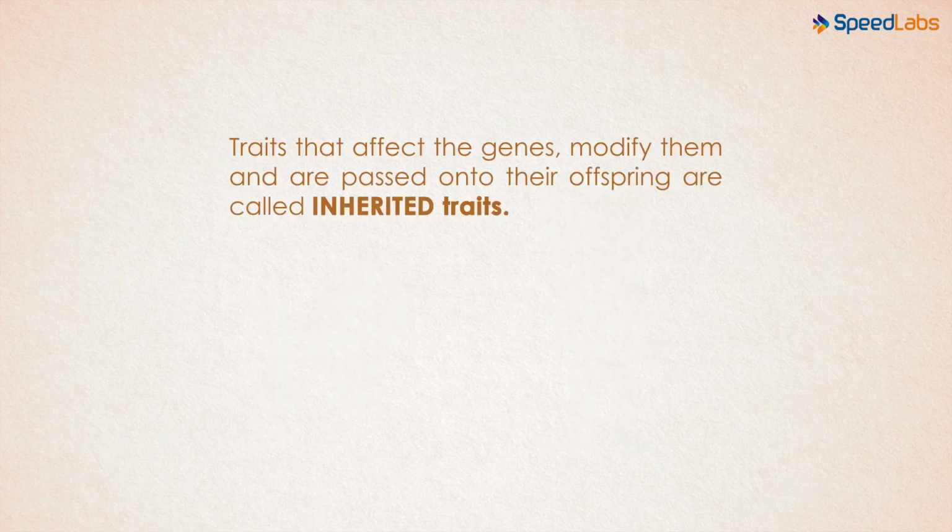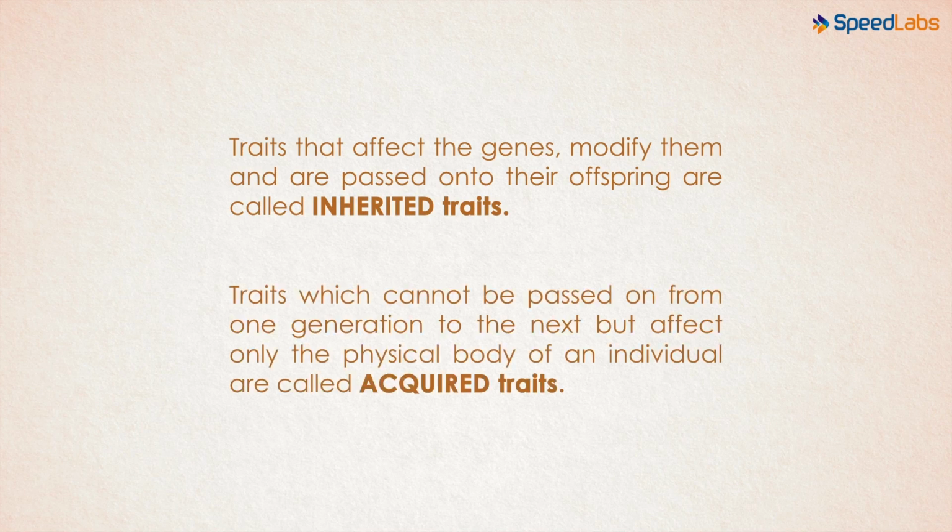Traits that affect the genes, modify them, and are passed on to their offspring are called inherited traits. Traits which cannot be passed on from one generation to the next but affect only the physical body of an individual are called acquired traits. In our next video, let us look at how inherited traits can lead to the formation of new species.